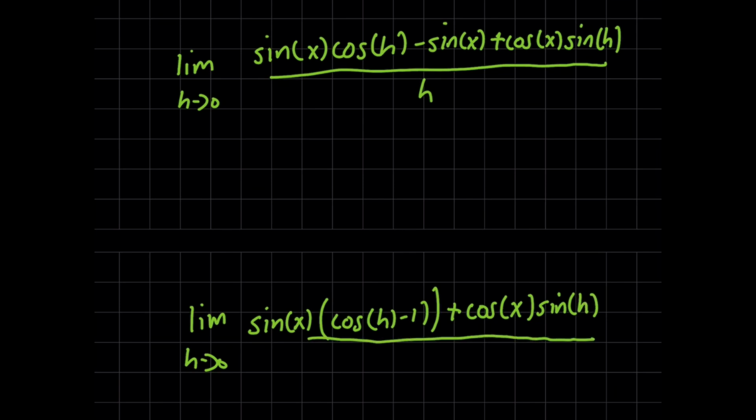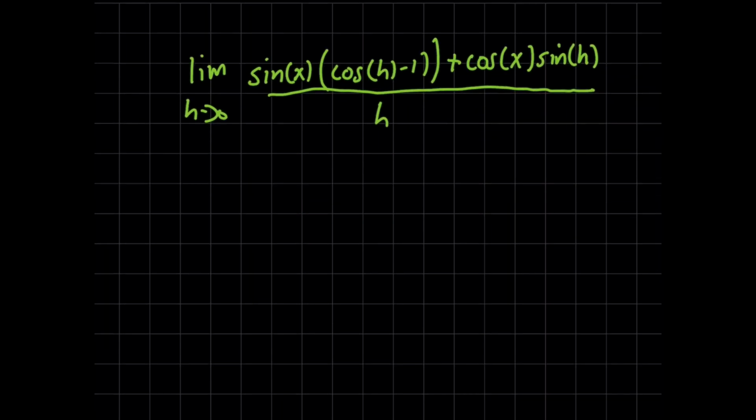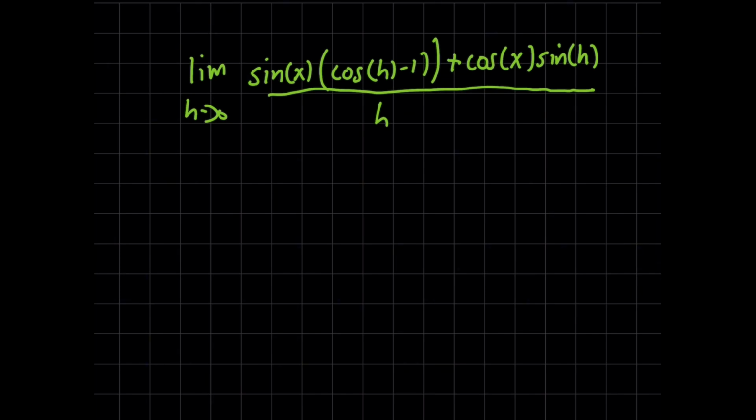Is that really helping us out? Well, here's the cool thing. So we want to know, okay, this part here, can I break this up into two separate limits? And can I do this? You tell me in the comments below if you think this is actually allowed. So now I'm going to multiply the limit as h approaches 0 of sine of x times this expression's limit now.